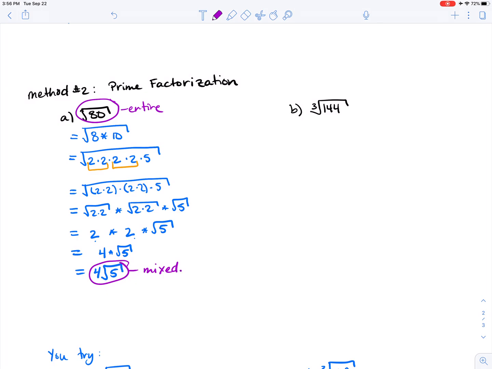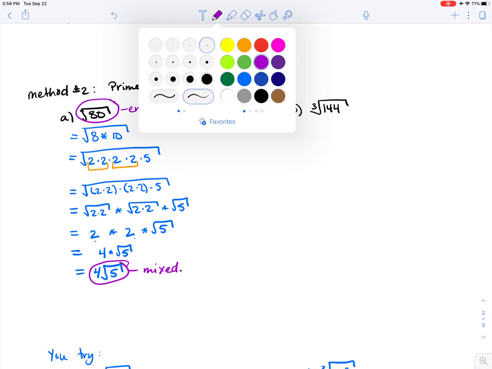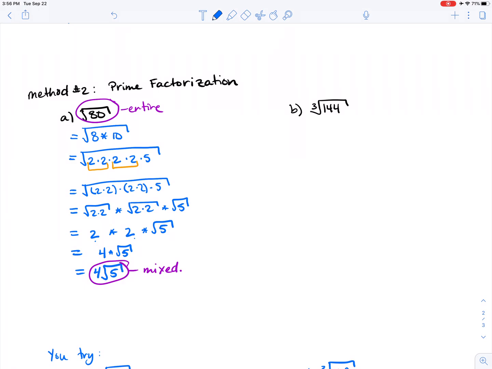Let's try another example. The cubed root of 144. So let's break down 144. I'm looking at the cubed root, but I know that 144 is 12 times 12. I know that because it's a perfect square. Now I'm going to break down 12 and 12 into their factors. So I have 2 times 2 times 3 times 2 times 2 times 3. Those are the prime factors.